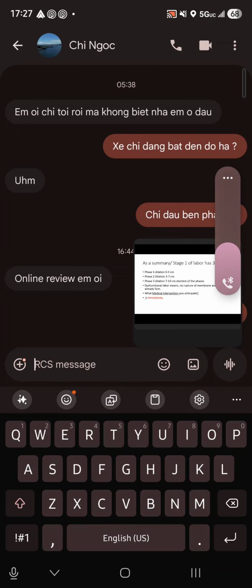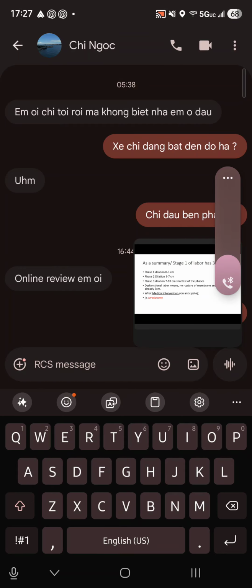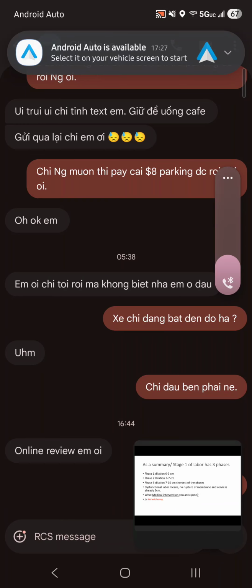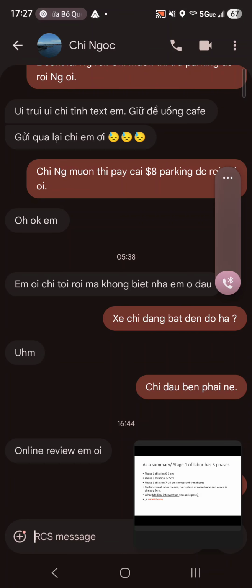In stage 1, guys, I said the membrane should be ruptured by 5 centimeter dilation. If the membrane doesn't rupture and she's 6 centimeter dilated, should we induce rupture? Good job, very well. Induce rupture. There is a device like a hook. They insert it and rupture the membrane.